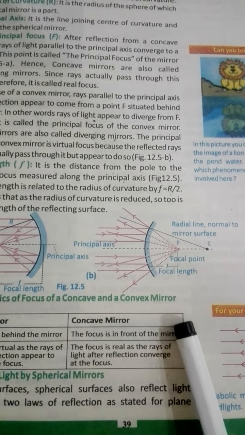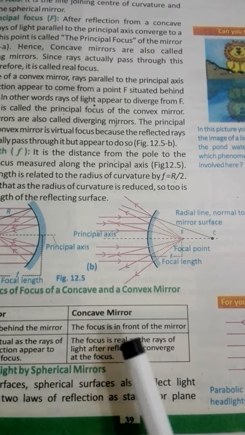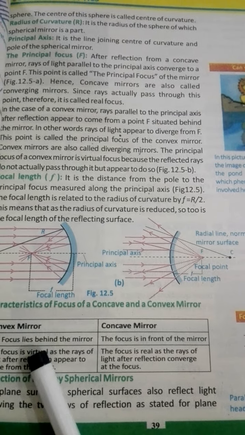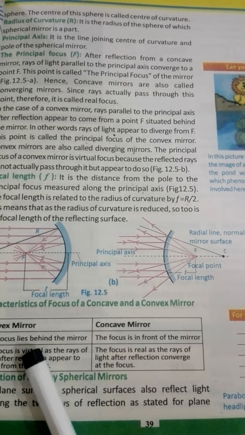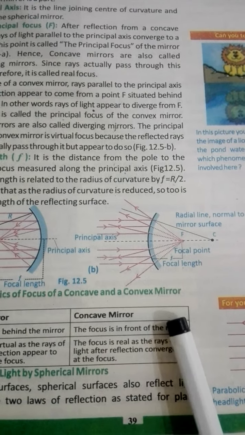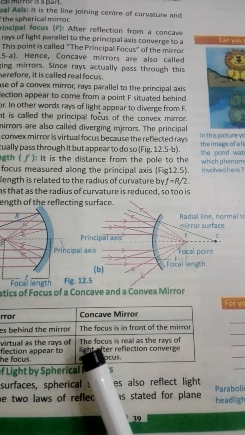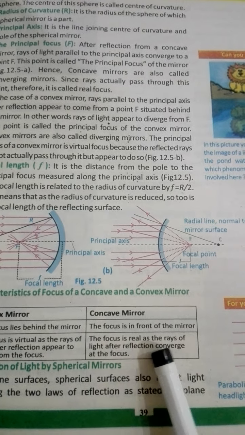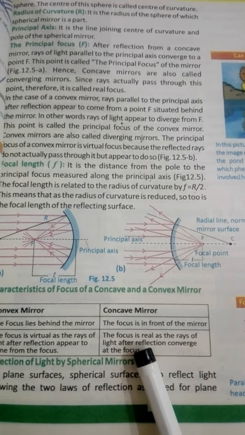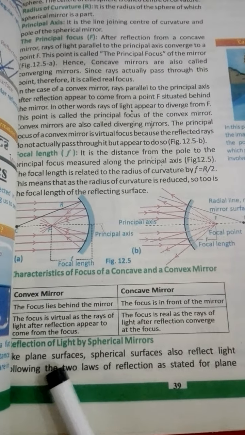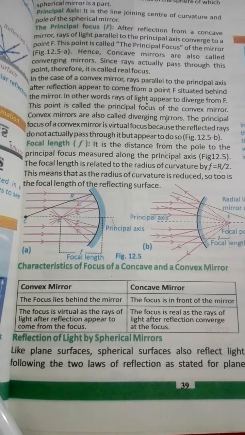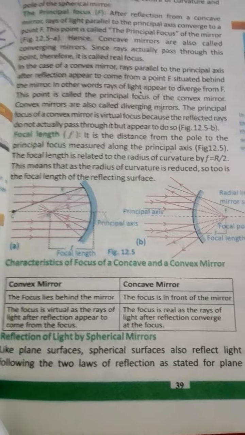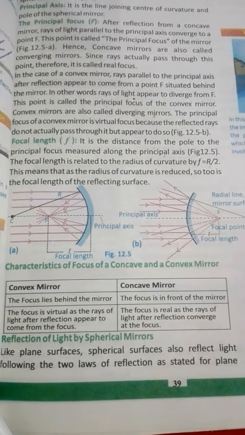And then for a concave mirror, the focus is real. For convex the focus is virtual, and for concave the focus is real, as the rays of light after reflection converge at the focus. Clear? Then we have the reflection of light by a spherical mirror, how light reflects with these mirrors.